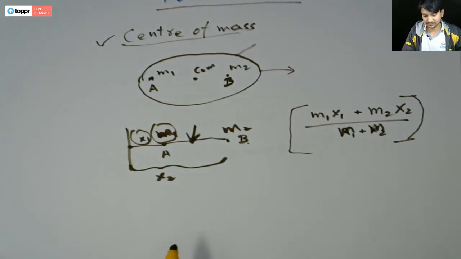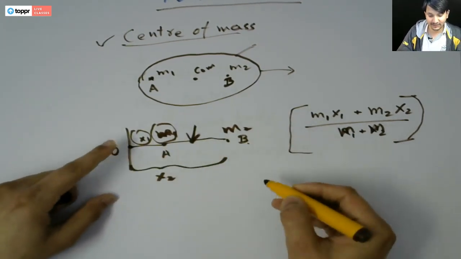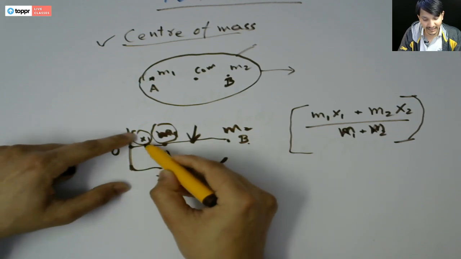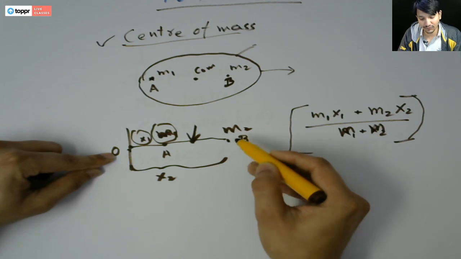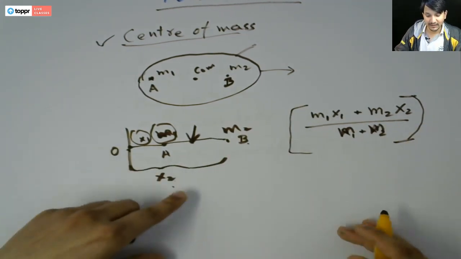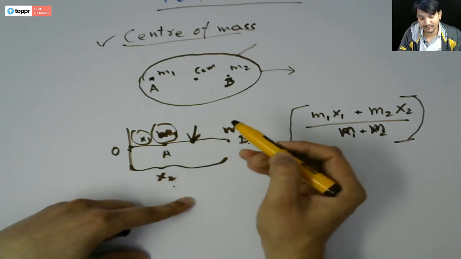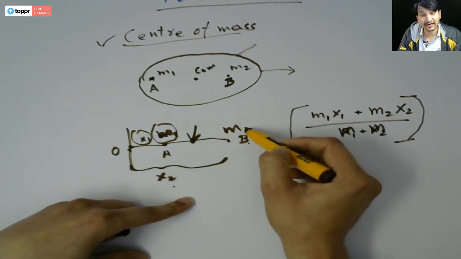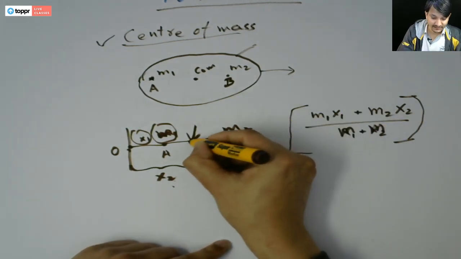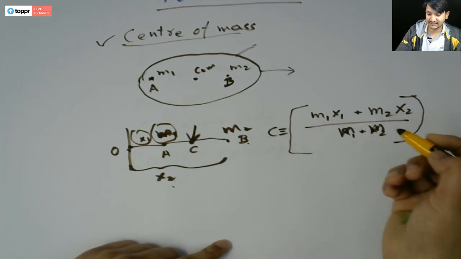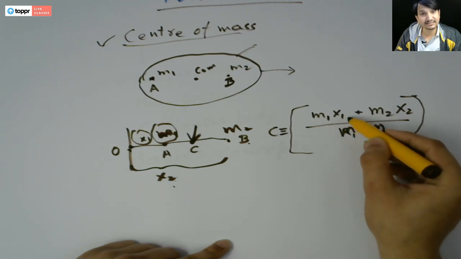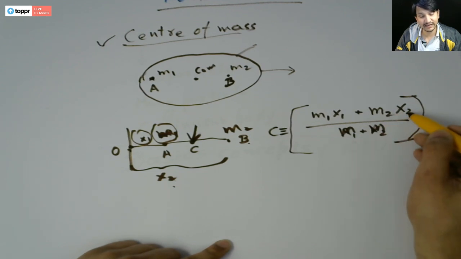So if A is distant from point O by x1 and B is distant from point O by x2, where m1 is located at point A and m2 is located at point B, then some point, let's call it C, will be given as m1 multiplied by x1 add m2 multiplied by x2, the whole divided by m1 plus m2.